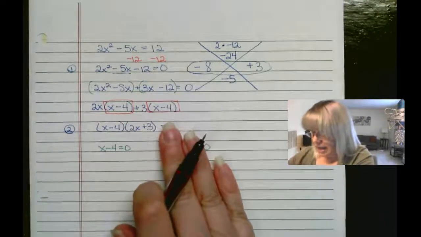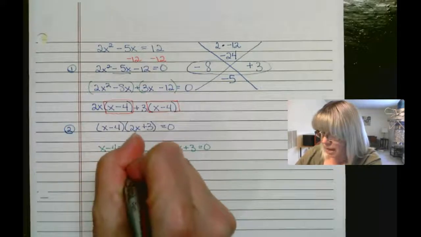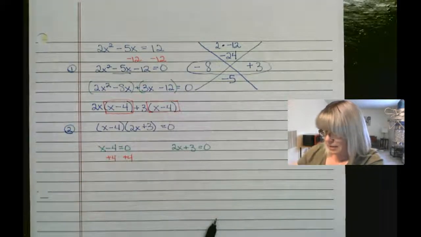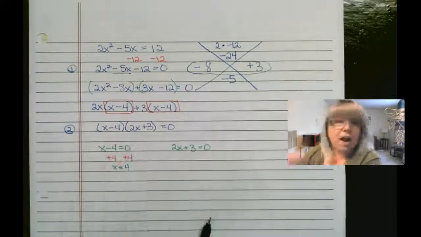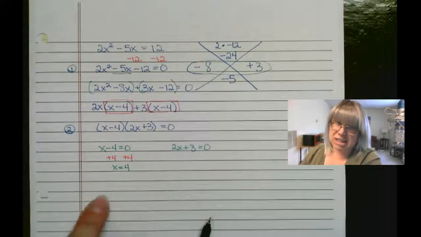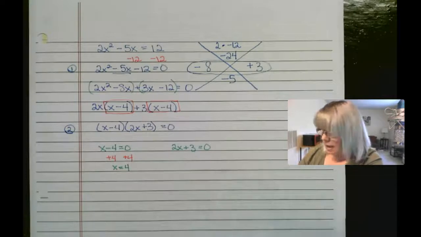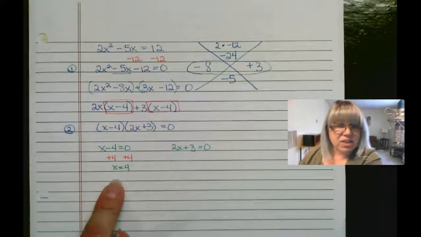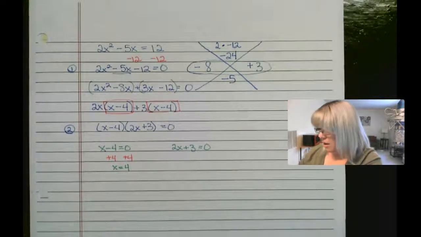Okay, so looking at x minus 4 equals 0, we're going to add 4 to both sides, and we have x equals 4. I found one of my possible solutions. I still have to check to make sure that I did all my math correctly, but it's great that I did find x equaling something. I just got to check it.